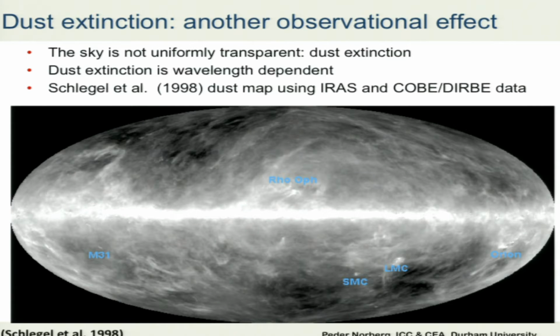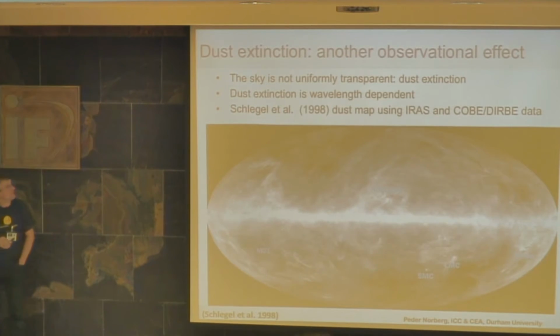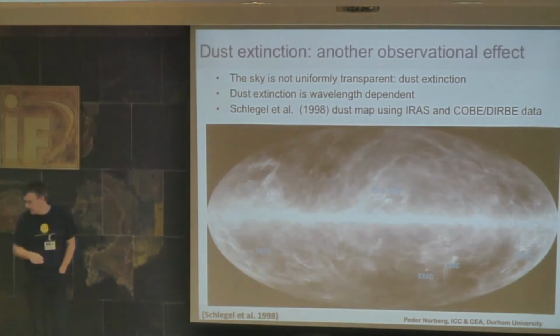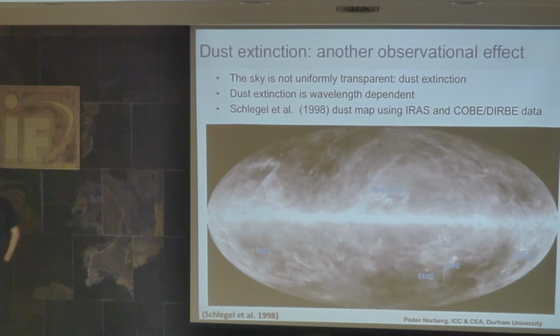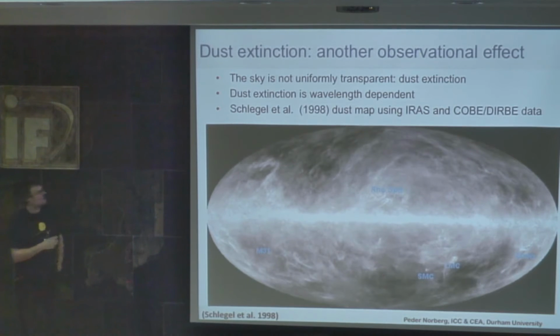Okay, let's restart. I'm just going to carry on for a couple more minutes here. Another thing you need to think about is dust extinction in the observations. That's another observational effect: the sky is not uniformly transparent everywhere. In one sense, there's dust extinction in the sky. Clearly, in our simulation, we have that as well. The dust extinction is also wavelength dependent, and you need to care about that when you do these observations. So you need to worry about these things.